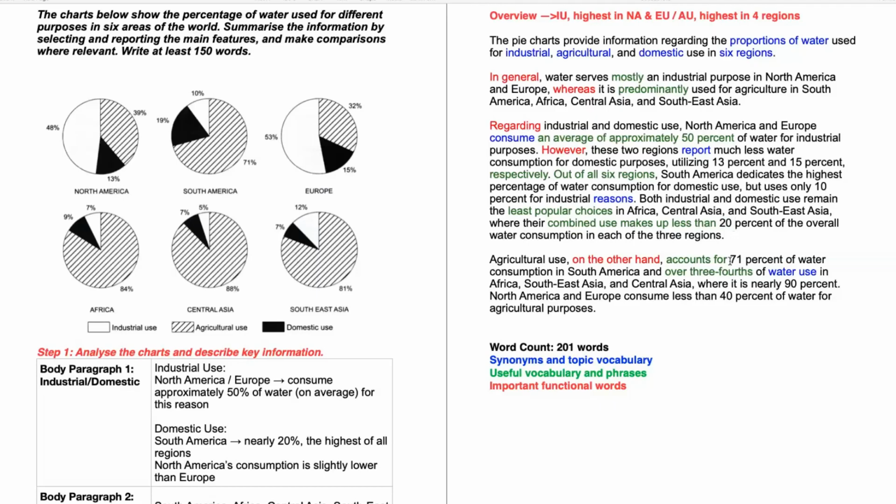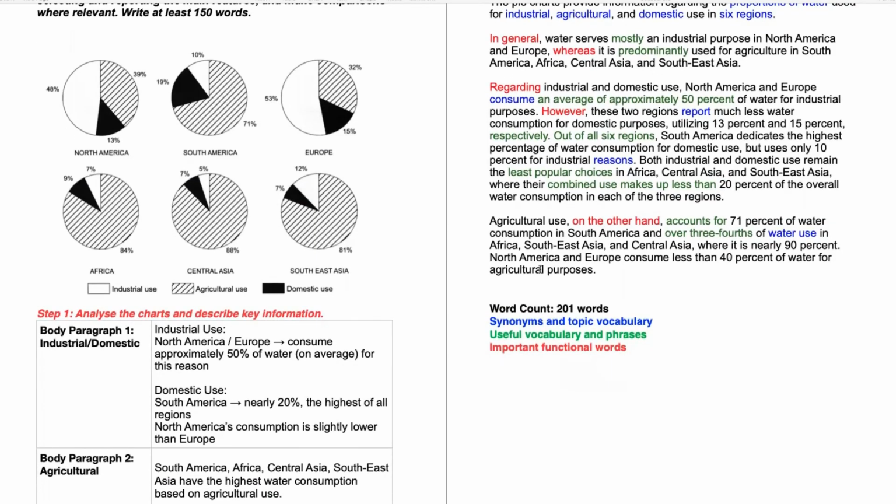Now you'll notice that agricultural use is shorter than our body paragraph 1, but that makes sense and it's fine. We were talking about 2 points in body paragraph 1, so obviously there was more to write. Agricultural will be a bit smaller. So I see agricultural use, on the other hand, accounts for 71% of water consumption in South America and over 3/4 of water use in Africa, Southeast Asia, and Central Asia, where it is nearly 90%.